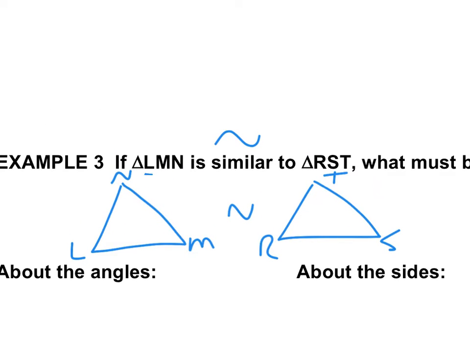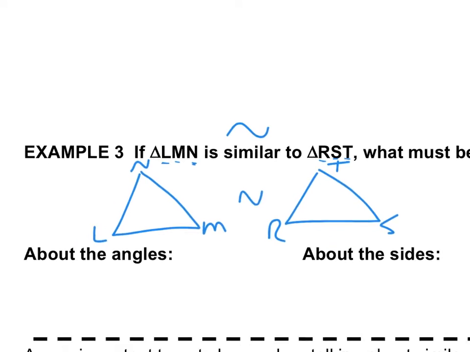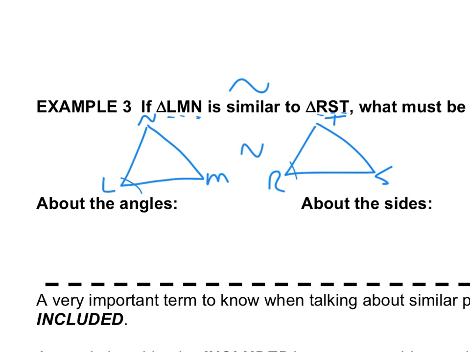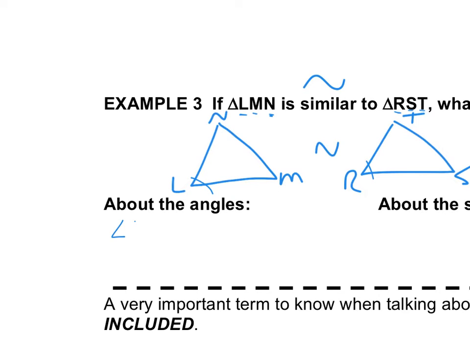Like L is the first letter, that means it goes with R. M is the second, it goes with S. N is the last, it goes with T. So those statements make it pretty easy. But other than that, it's the same thing. It looks like L and R are going to be the same. So angle L is congruent to angle R. M and S look like they're the same. So angle M is congruent to angle S. And then the last one would be angle N is congruent to angle T.